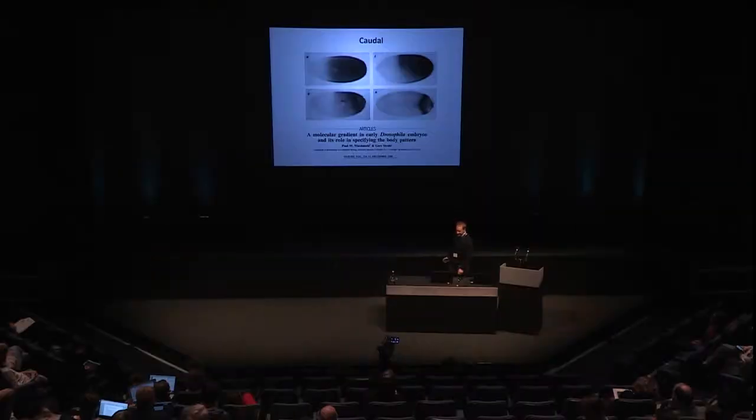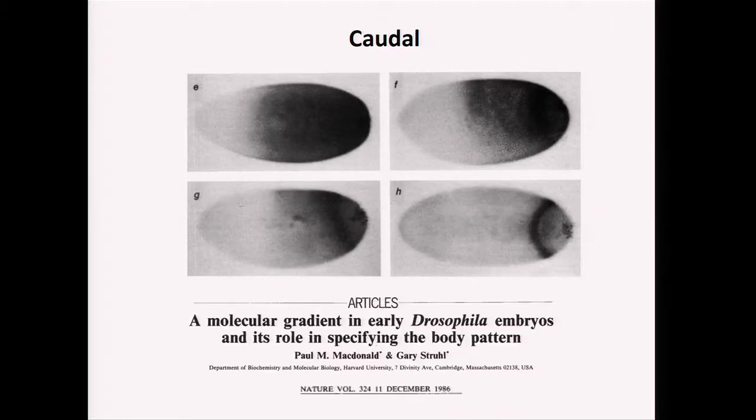So I'm going to briefly go through the roles I discovered for each of these genes in the pair-rule network, and then I'm going to bring everything together into a model. So first we have caudal, which is the Drosophila ortholog of CDX, and it plays important roles early in segmentation, activating gap genes and so on.